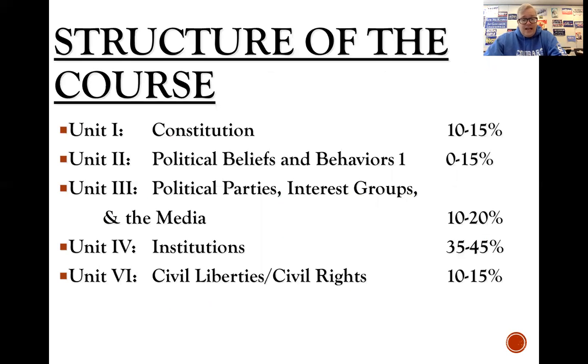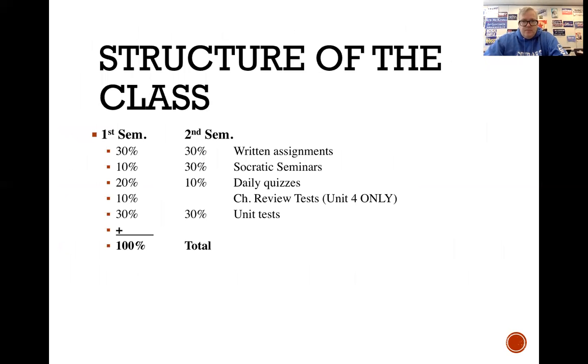The structure of the course is set up very specifically to mirror the AP exam. 10 to 15% of the course is on the Constitution. 10 to 15% is on political beliefs and political behaviors. 10 to 20% is on political parties, interest groups, and the media. Institutions, which is Congress, the presidency, the bureaucracy, and the Supreme Court, is 35 to 45%. And civil liberties and civil rights is 10 to 15%. All of these mirror the percentages that the AP test uses for those sections.